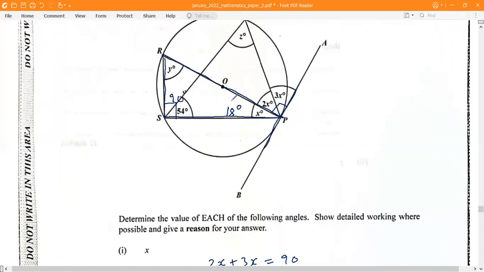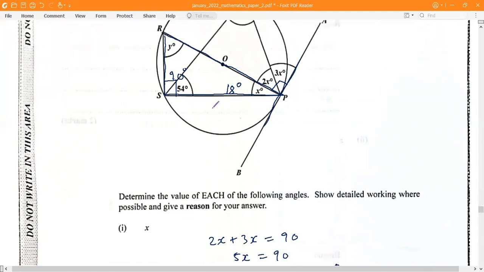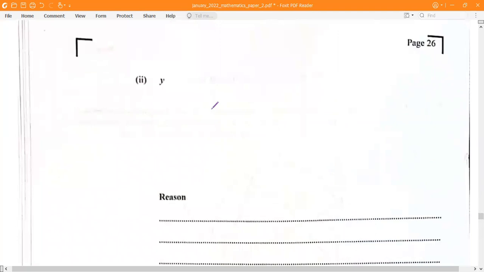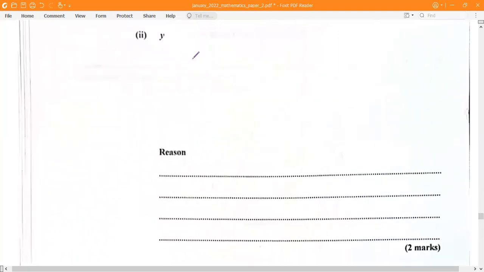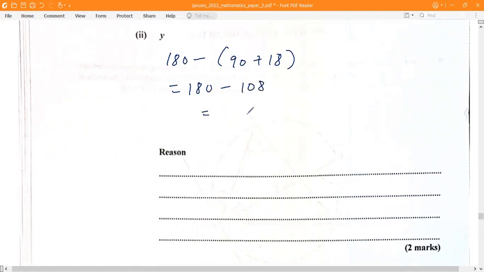We have 18 degrees, so we can work out y because our triangle has a total of 180 degrees inside of it. So y will be equal to 180 subtract 90 plus 18, which is 180 subtract 108, which is 72 degrees.